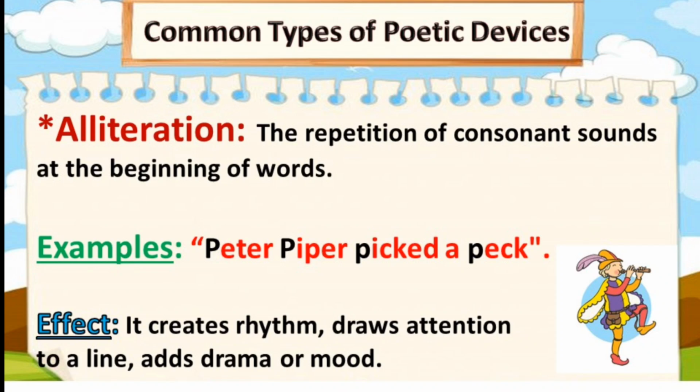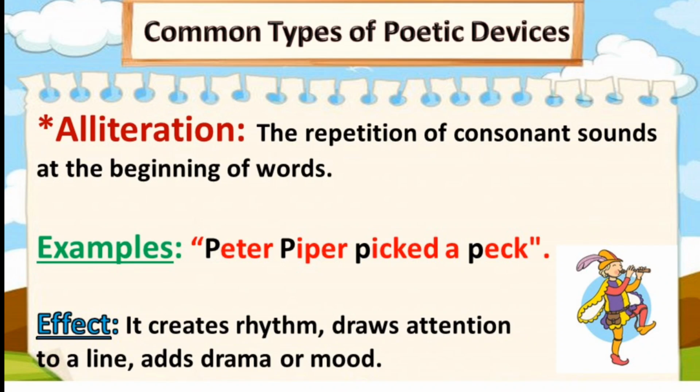Now, we are going to see the first sound device, that is alliteration, the repetition of consonant sounds at the beginning of the words. What does that mean? You can see the P letter is highlighted in the example: Peter Piper picked a peck.